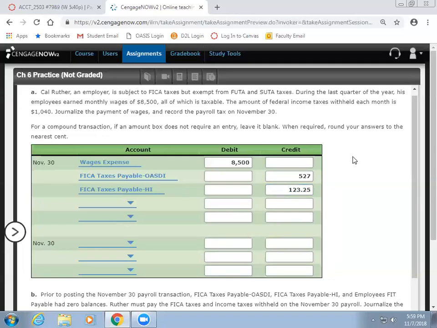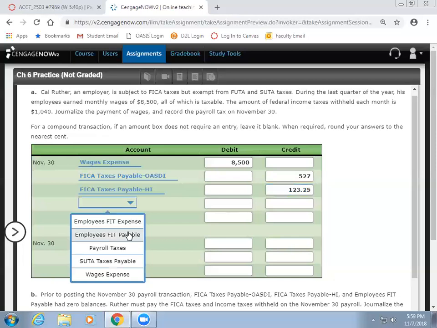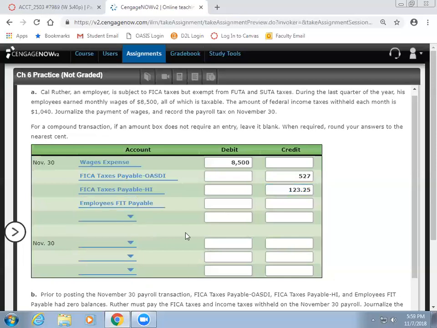The only other deduction that they really have here is federal income tax. So that'll be what they call FIT, Employee FIT Payable. FIT stands for Federal Income Tax. And they gave us that amount. They told us it was $1,040.